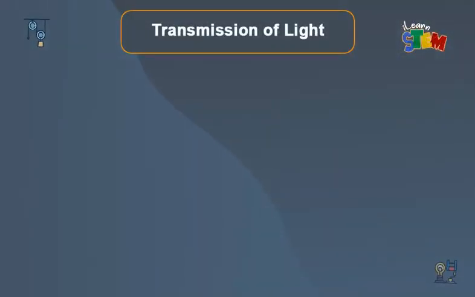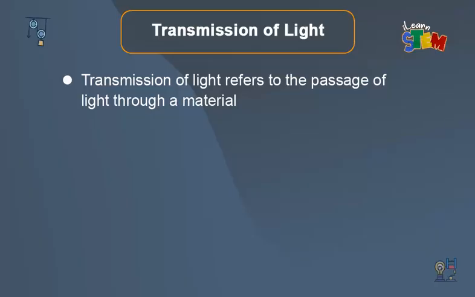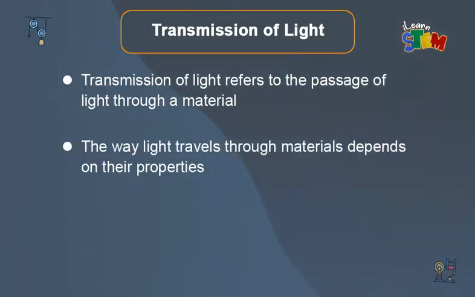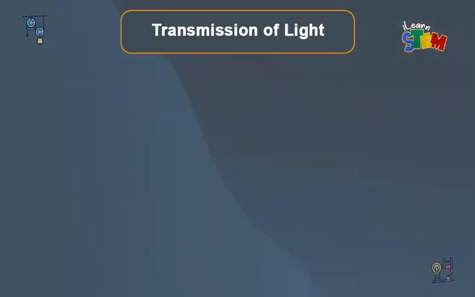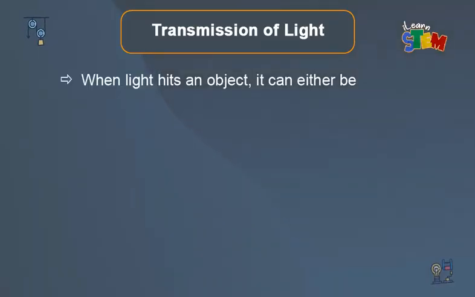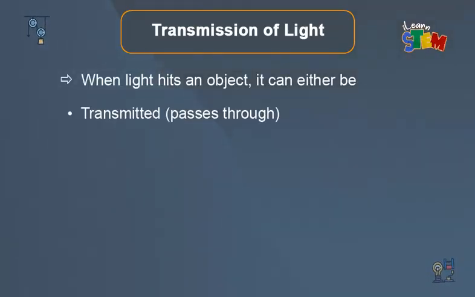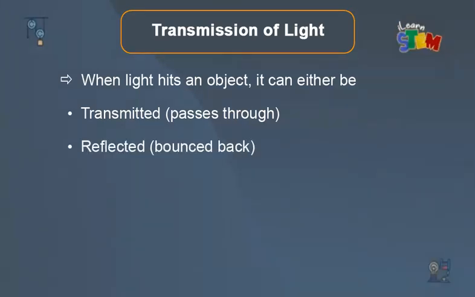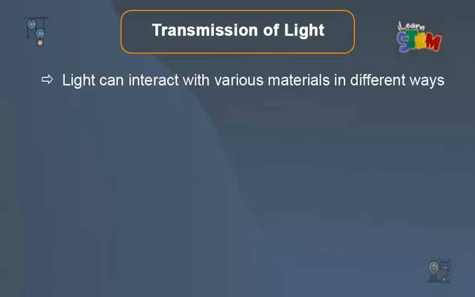Transmission of light. Transmission of light refers to the passage of light through a material. The way light travels through materials depends on their properties. When light hits an object, it can either be transmitted, reflected, or absorbed. Light can interact with various materials in different ways.